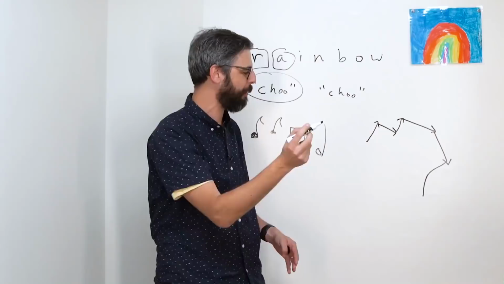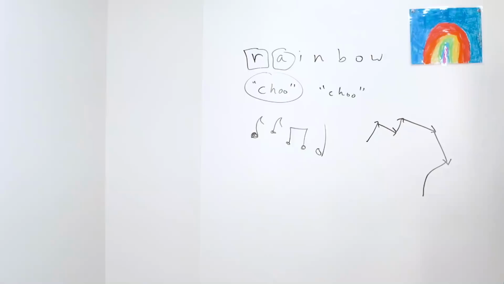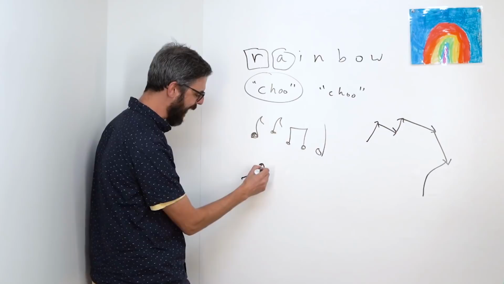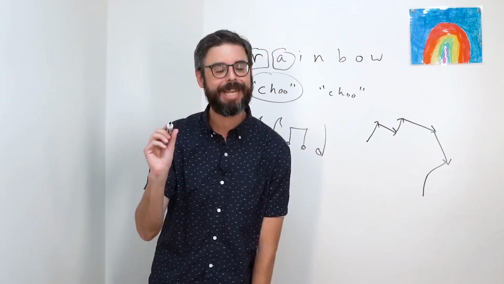And you'll notice back here in the code, there's a dx, a dy, and a pen status. So each element of the sequence involves a vector path, a change in x, a change in y, and whether the pen was down or up. Is the pen down? Is the pen up? And there's actually a third state, which is the drawing completed, which is end.